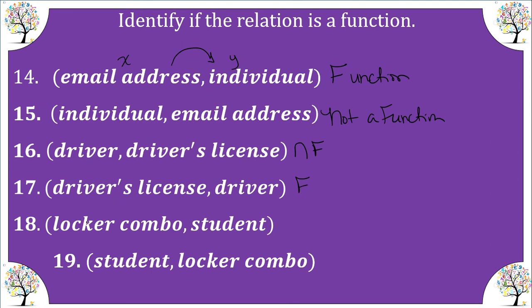Let's say we're at a school and we have a locker combination. Each locker has a unique combination. So a locker combination will only be assigned to one student. So this is a function. Now, what about a student? Could they have more than one locker combination? Maybe they have more than one locker. Maybe they have a hallway locker, but they also have a gym locker. So a student could have two different lockers. So I'm going to say this is not a function. And I hope this helps.